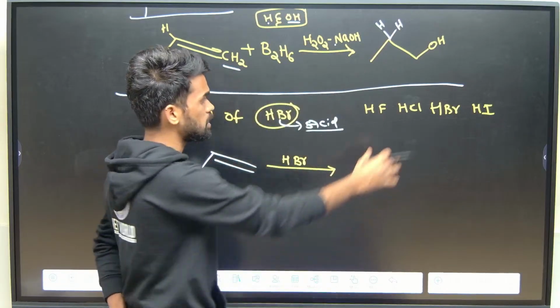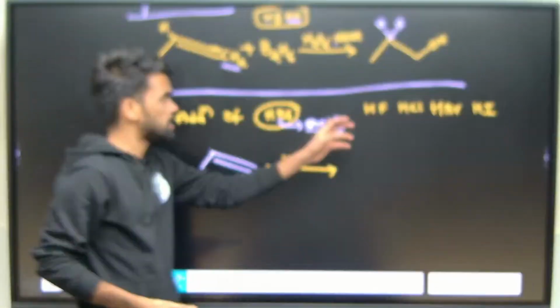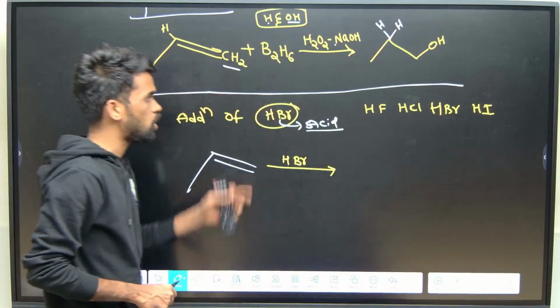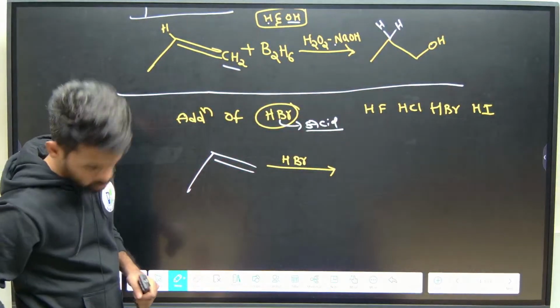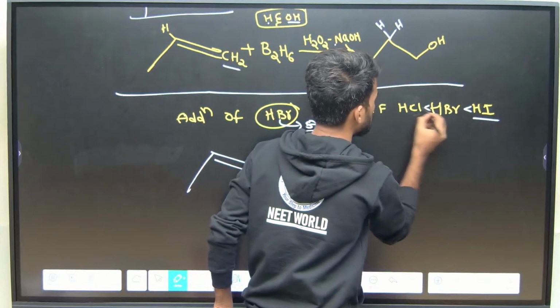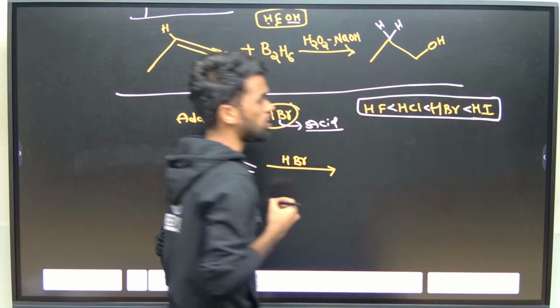Which is the stronger acid out of these four, HF, HCl, HBr and HI? How can you say this? HI will be the strongest acid, then HBr, then HCl. So which is stronger? HI. After that, HBr. Who will give H plus ion readily, HCl or HBr? HBr will give the H plus ion readily. Since it is a stronger acid, it releases H plus ion.